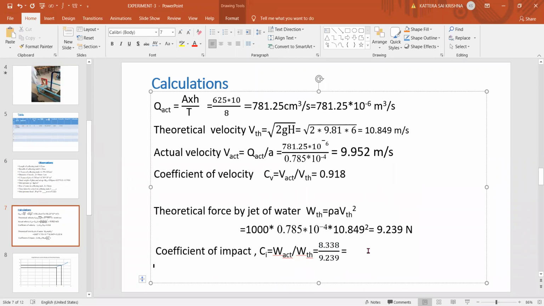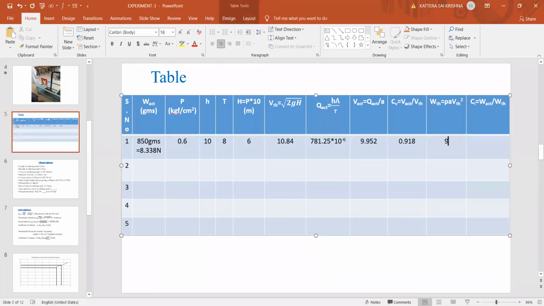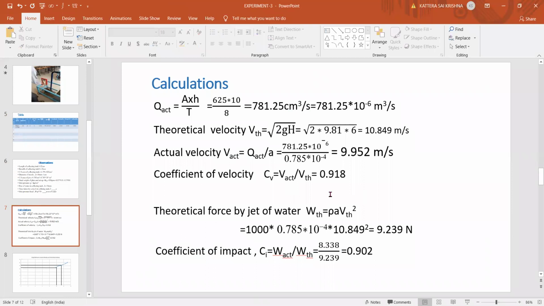And the value of this, 8.338 by 9.239, is 0.902. Right. Okay, so this completes our first reading. So these are all things we need to calculate. So just copy all these things. Those are not solved, just copy this. Later we'll solve the remaining 5 readings.